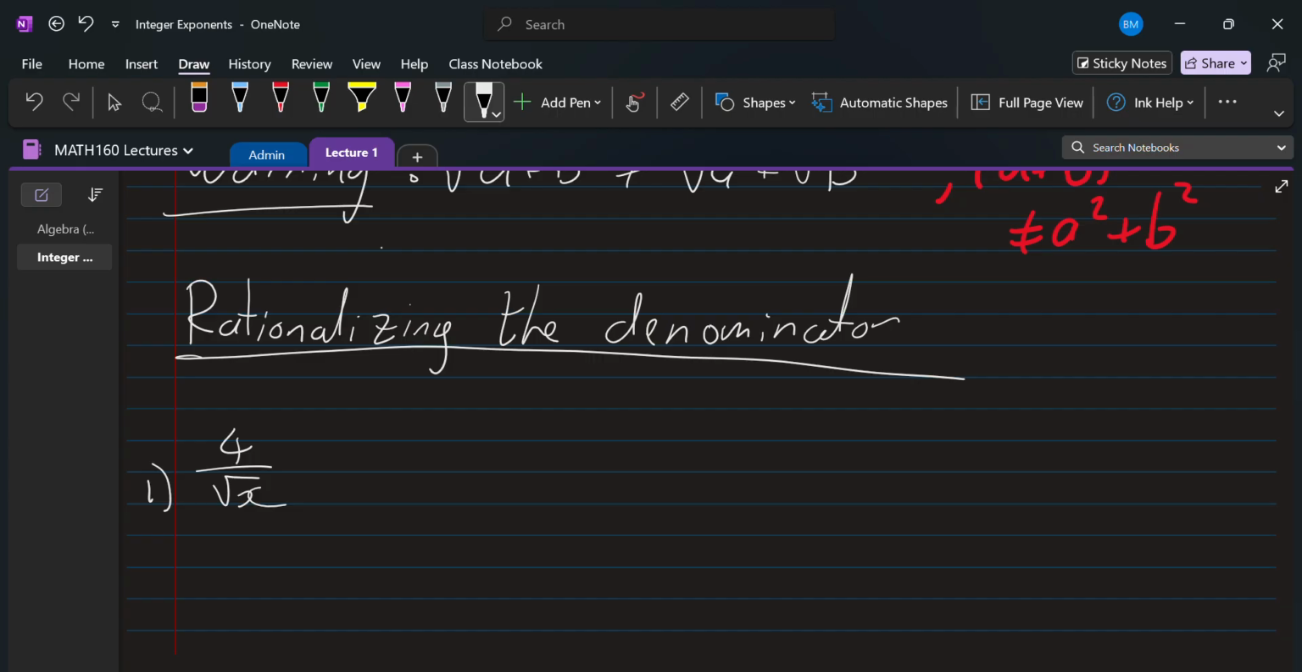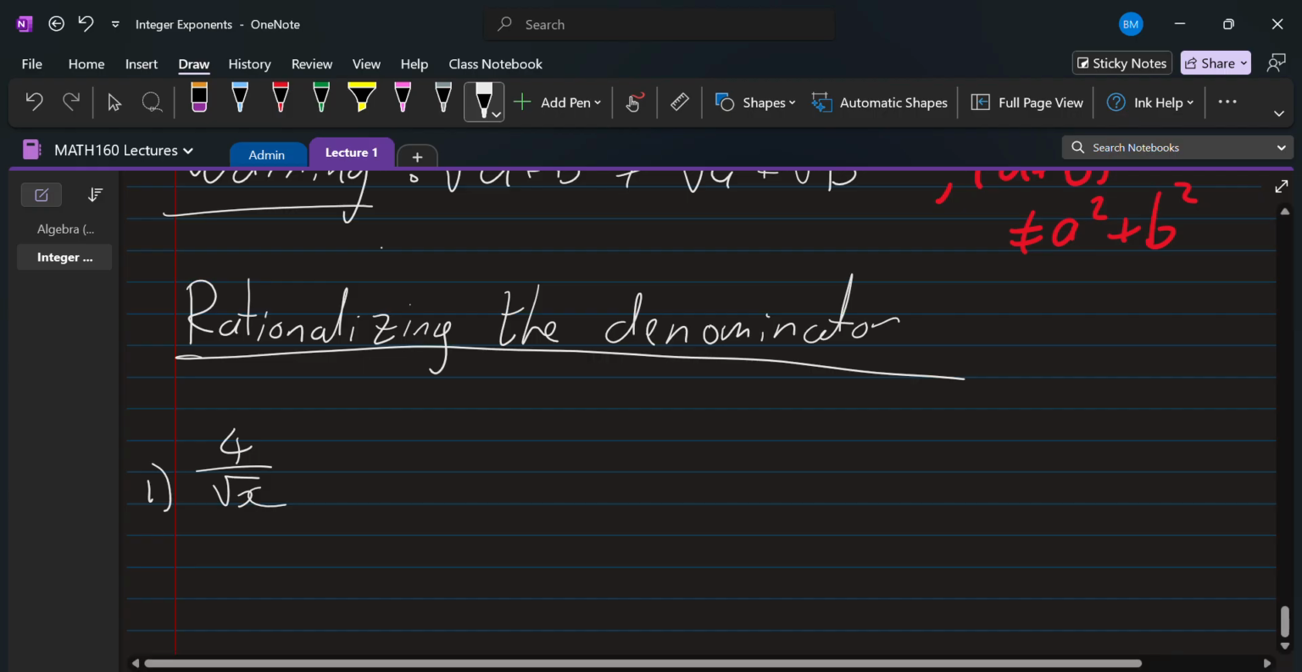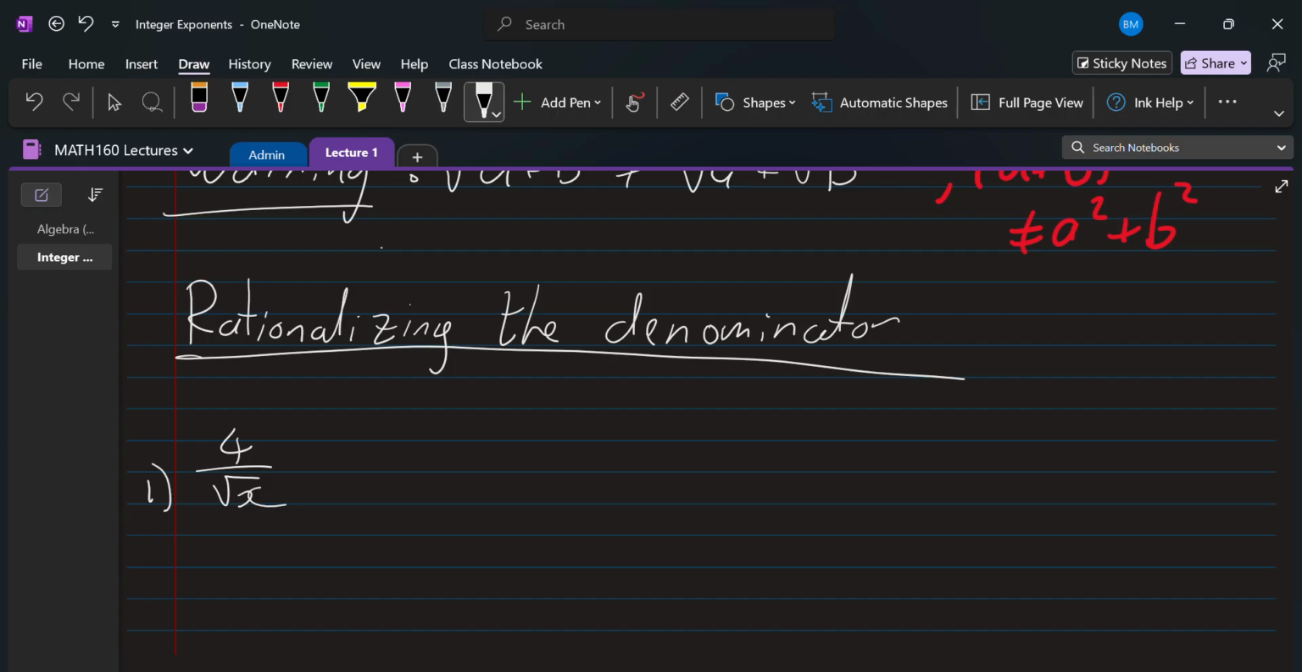Okay, rationalizing the denominator. Much like the other properties, this is just used to simplify your expressions. It's not needed 100% of the time, but if you do need to simplify things, this is one of the tools that you can use.